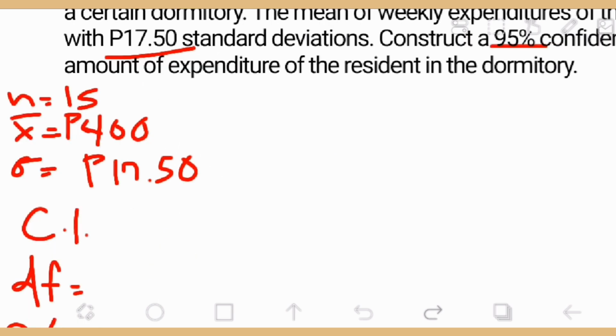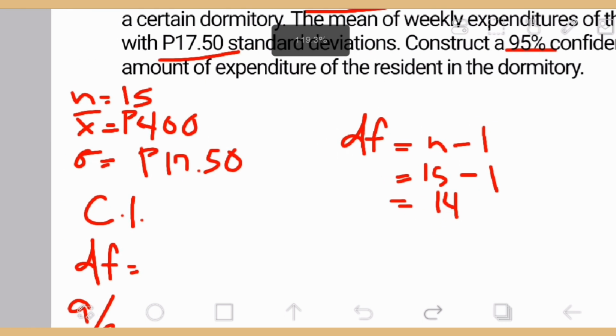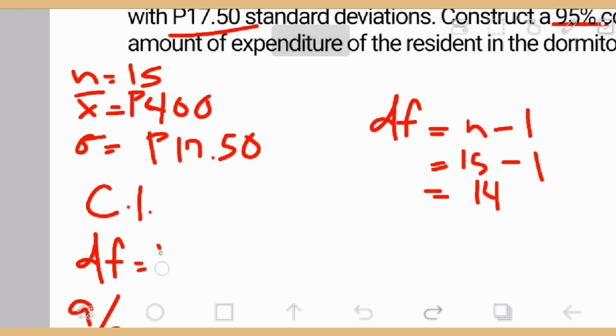Let's start with the value of df, which is the degrees of freedom, and the value of alpha over 2. So df, like before, is equal to the sample size subtracted by 1. So we substitute, n becomes 15 and then minus 1, that would be 14. So that's our value for df.